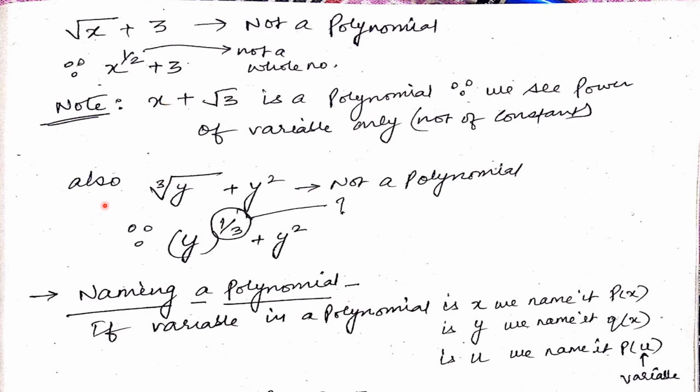Okay. You can see this example also. Here you can see on this y the power is 2. On this y there is a cube root. So it is not a polynomial, because y power 1 by 3, and 1 by 3 is not, yes, a whole number. So it is not a polynomial.